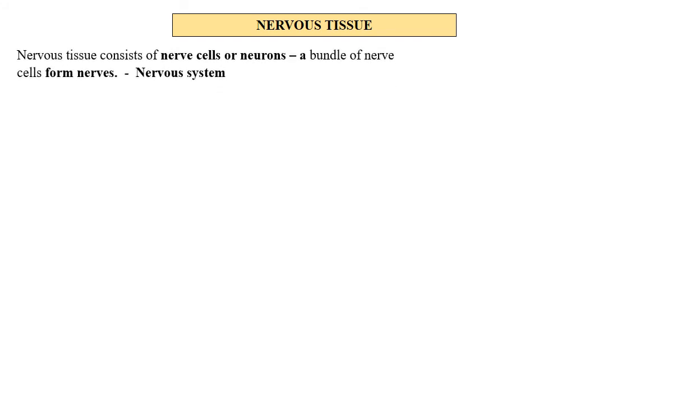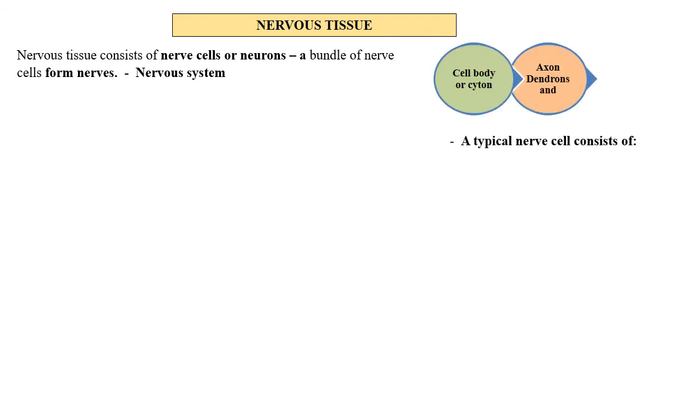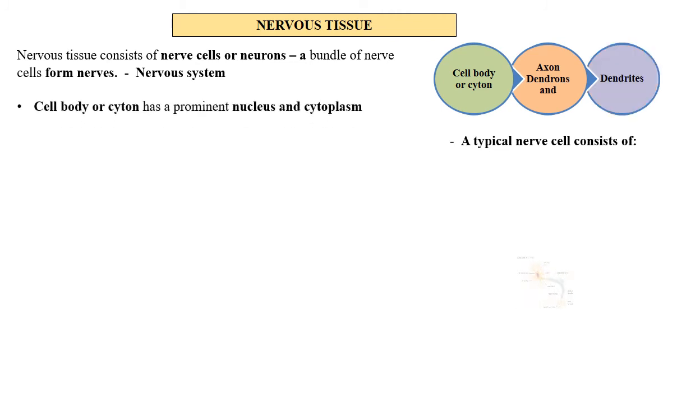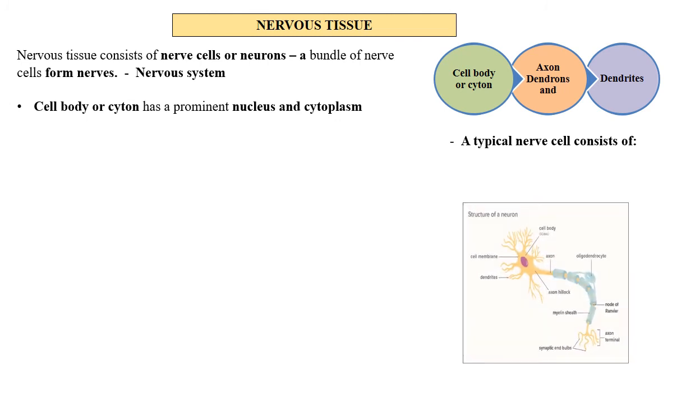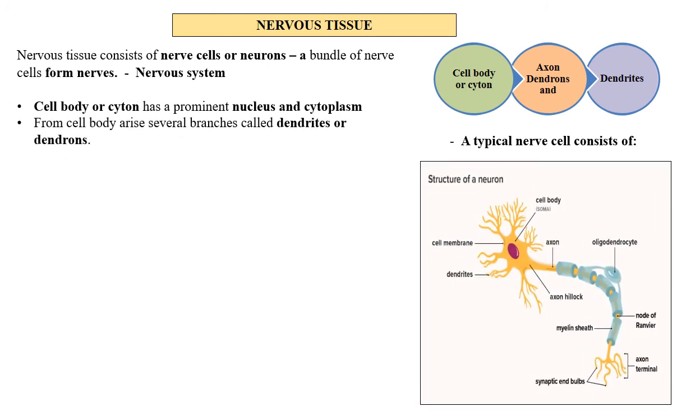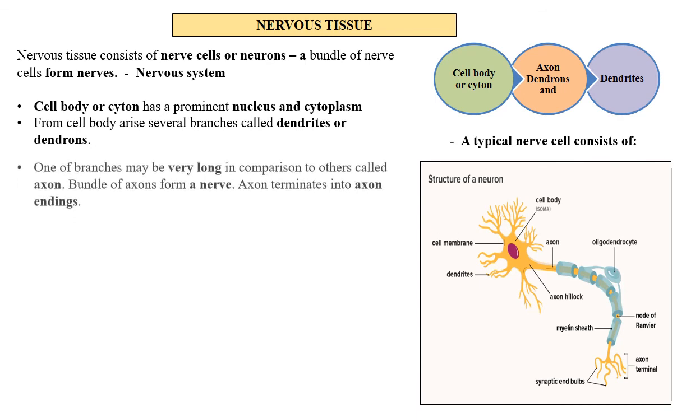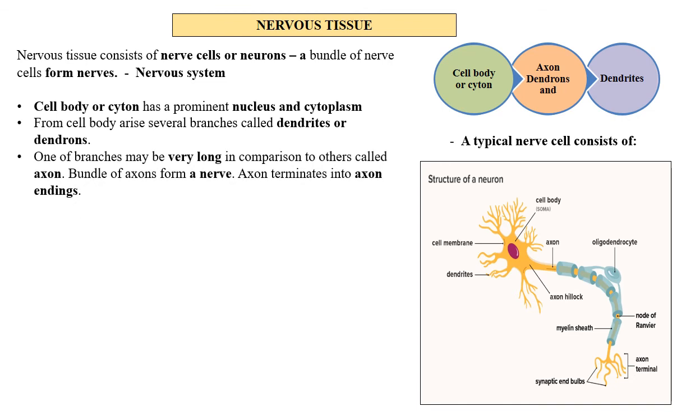Nervous tissue. Nervous tissue consists of nerve cells or neurons. A bundle of nerve cells forms nerves. A neuron or nerve cell is the structural and functional unit of the nervous system. A typical nerve cell consists of cell body or cyton, axon, dendrons and dendrites. Cell body or cyton has a prominent nucleus and cytoplasm. From the cell body arise several branches called dendrites or dendrons. One of the branches may be very long in comparison to others.